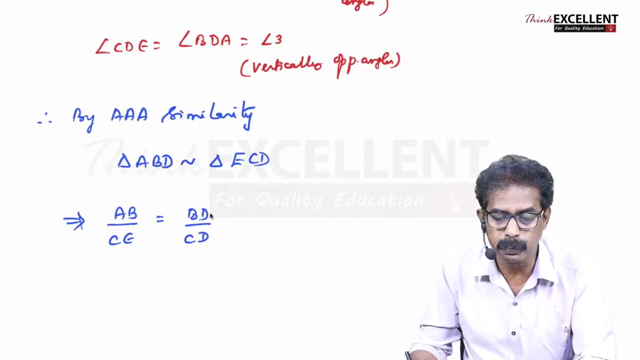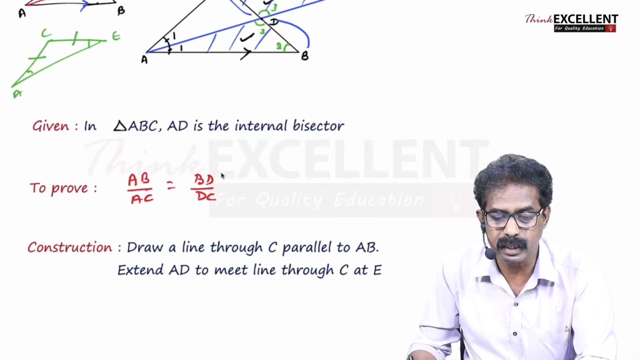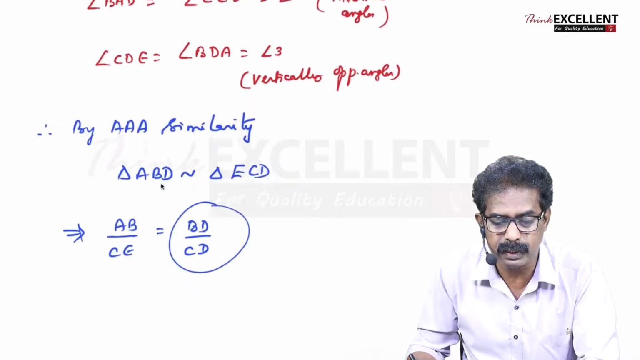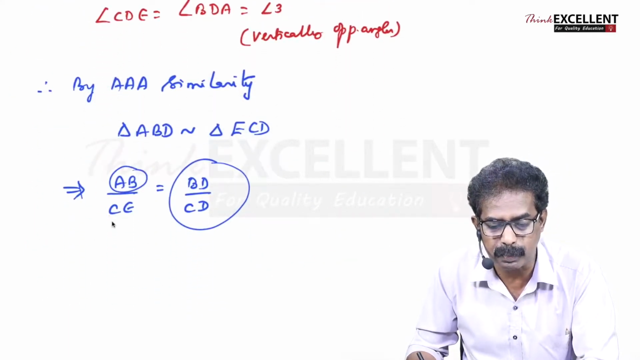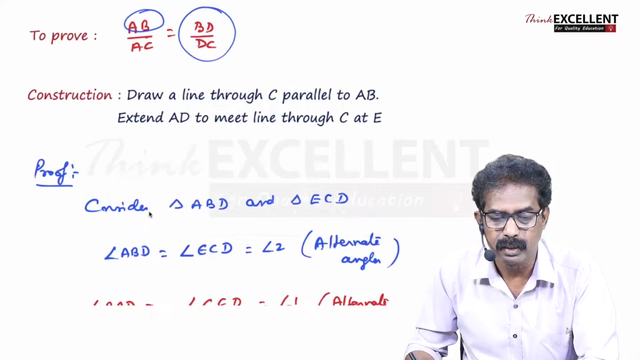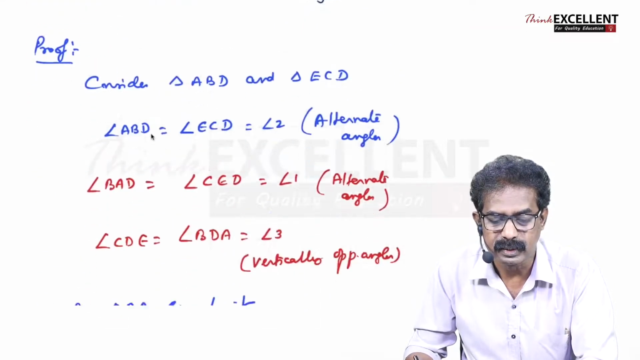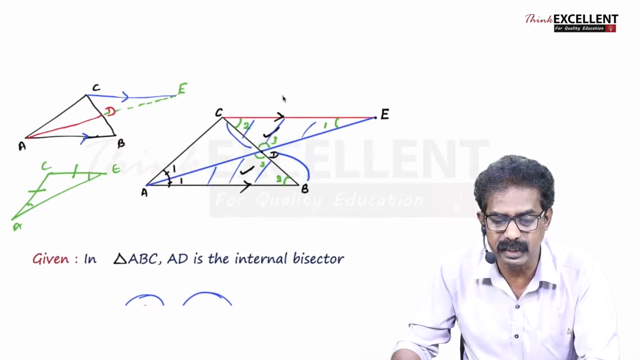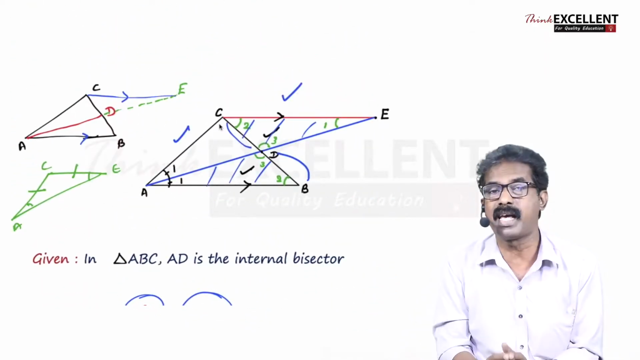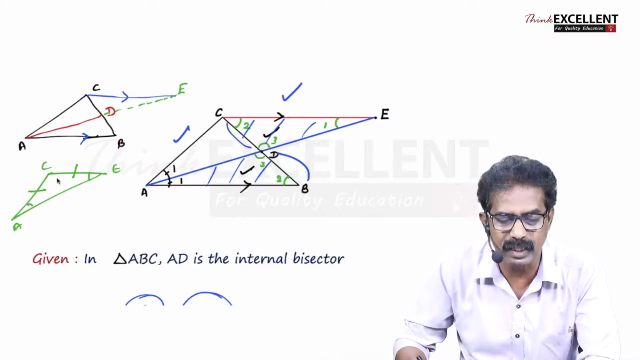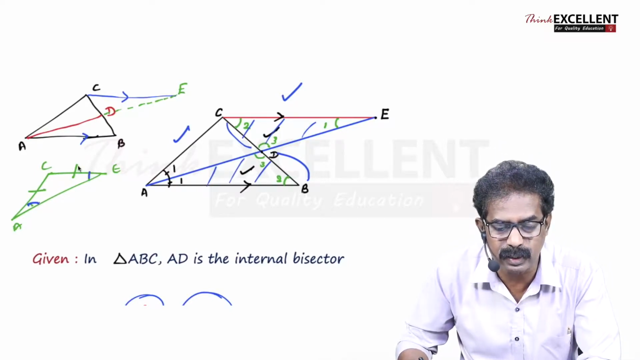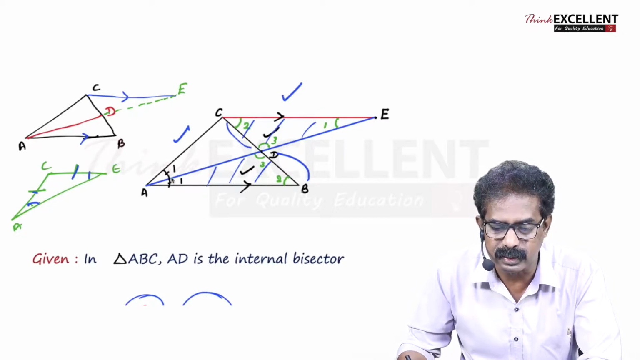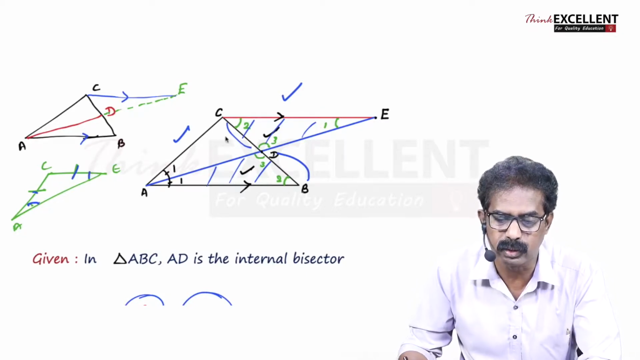Now listen, BD by CD or DC, both the same. Here the numerator is AB, here also the numerator is AB, but the problem is here CE, what we have to prove is AC. CE and AC, are they the same? Yes, they are the same. Here I said, when the two angles are equal, the two sides are also equal. Here the two angles are equal, right? This is angle 1, this also angle 1. So you have to say the reason.